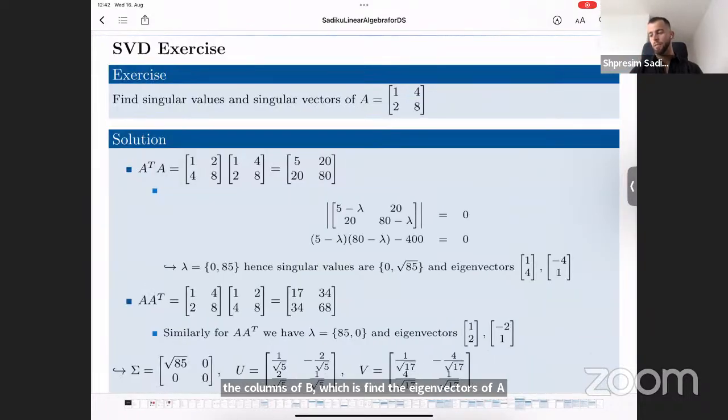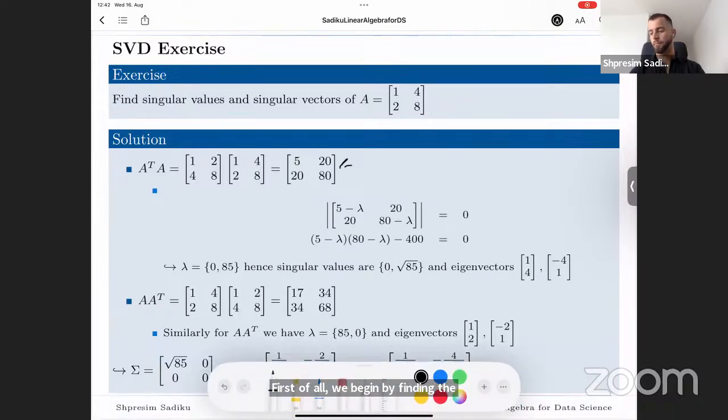All right, so we can start with a simple example where we want to find the SVD of this matrix 1, 4, 2, 8. So we want to find the singular values and singular vectors of this matrix. First of all, we begin by finding the product matrix A transposed A. We simply transpose first the matrix A, and then we apply the techniques to do matrix multiplication. We get that the product matrix is just this matrix. Then again, we start doing eigendecomposition of the matrix A transposed A.